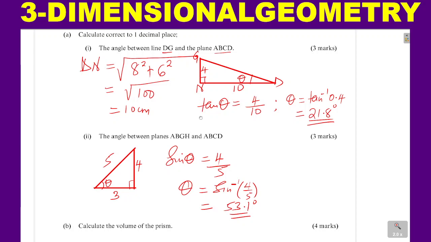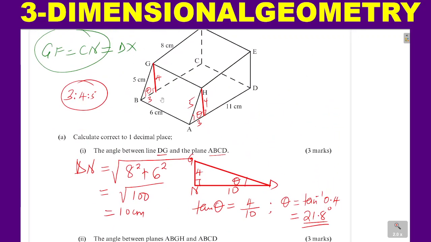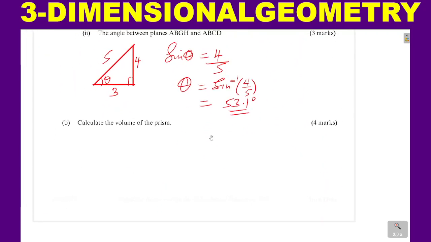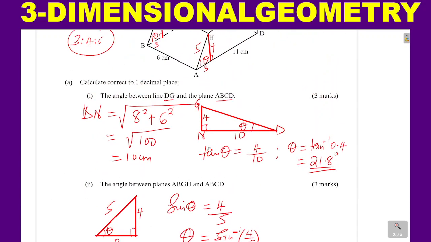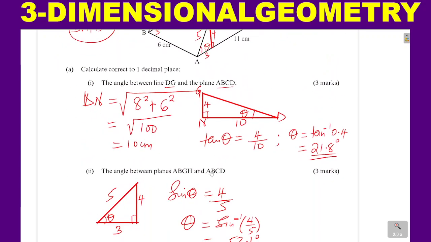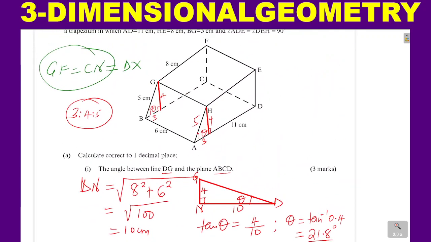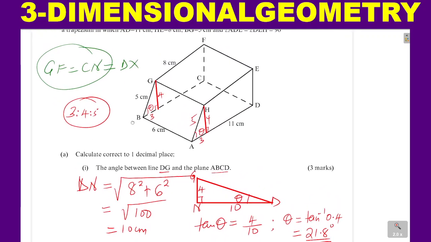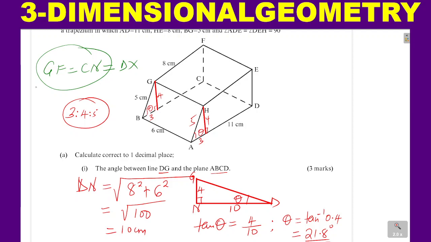That was straightforward. We didn't have to do a lot of working because we had already calculated that height, which is 4. Now let's go to the last part, where you're supposed to calculate the volume of the prism. This prism has a cross section of a trapezium. So this is the cross section, the trapezium.